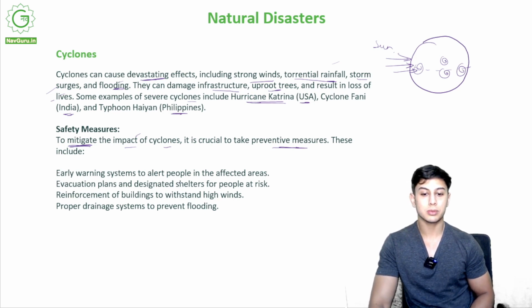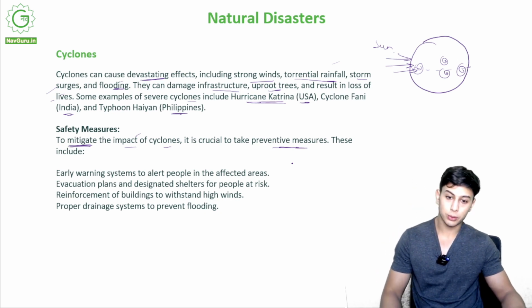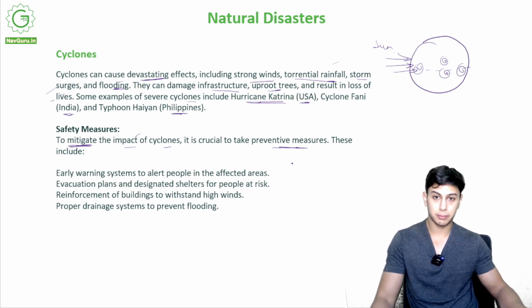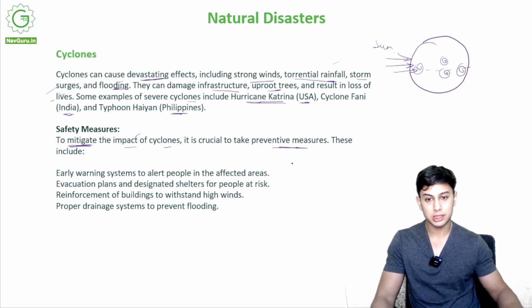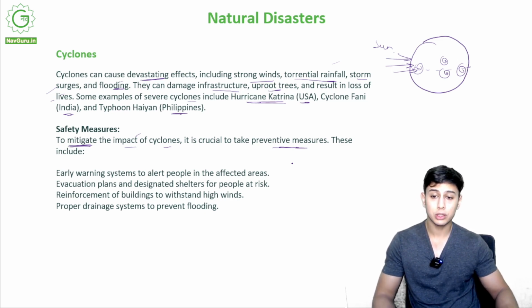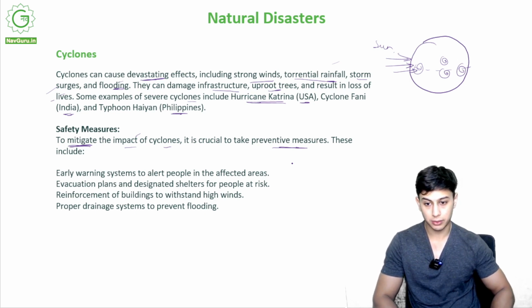Early warning systems to alert people in affected areas. If we get to know about the cyclone very early, in the developing stages, in the formation stages, we can have enough time to clear that area and move to safer ground, right? Because we cannot stop a cyclone, but we can safeguard ourselves from a cyclone.